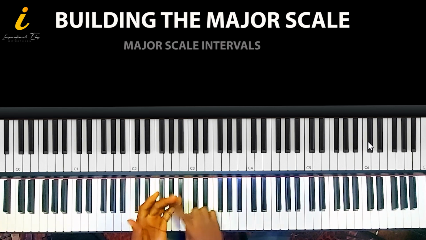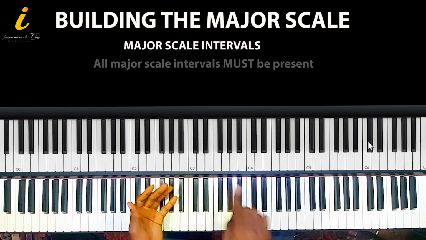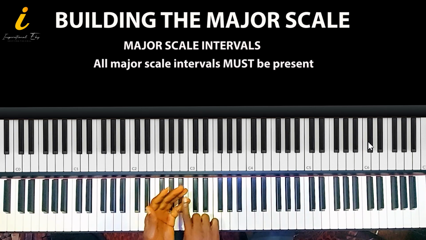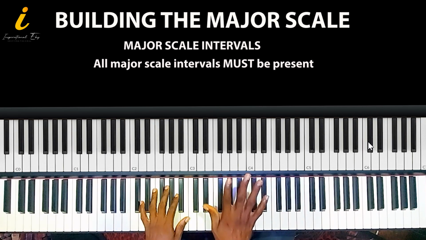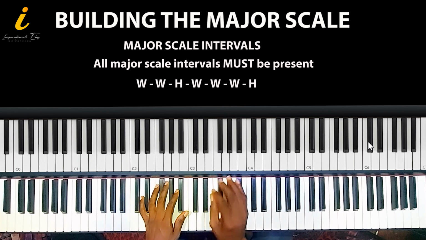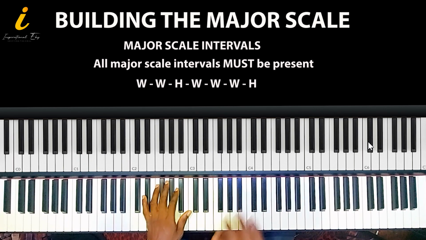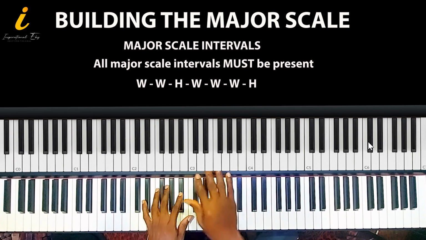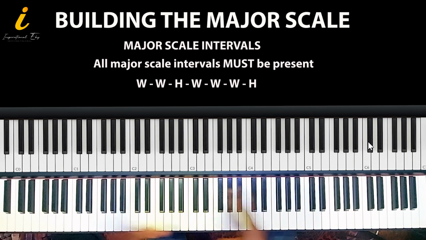Number one, the major scale intervals. So this rule states that all 7 major scale intervals must be present. And what are these intervals? Whole step, half step. Whole step, half step. Right? So these are the major scale intervals. Whole step, half step. Whole step, half step. Okay, let's understand this rule.